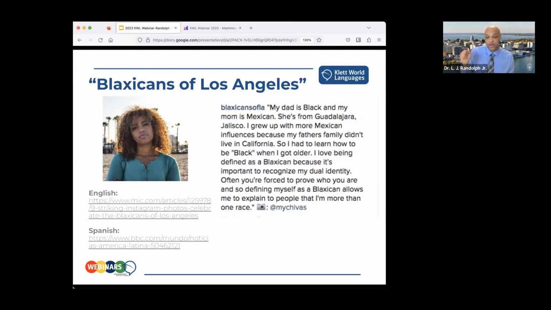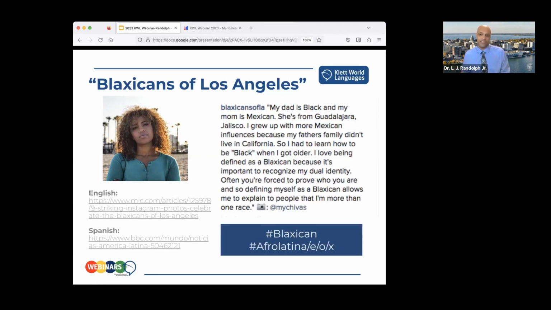So you can do it where you select the resource for students, or you can have students select their own resources. You can have them search the hashtag Blaxican or the hashtag Afro-Latina, Latine, Latino, Latinx on Instagram or Twitter, and have them identify their own social media posts that they want to talk about.